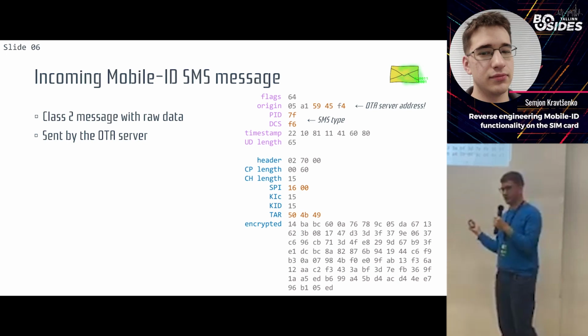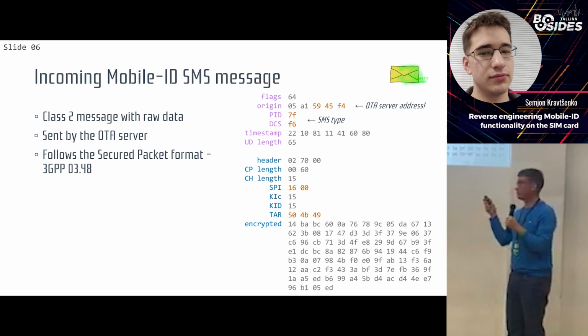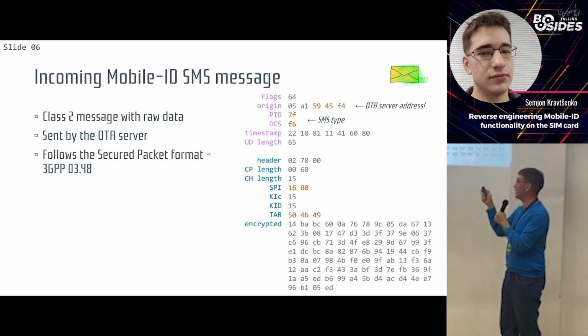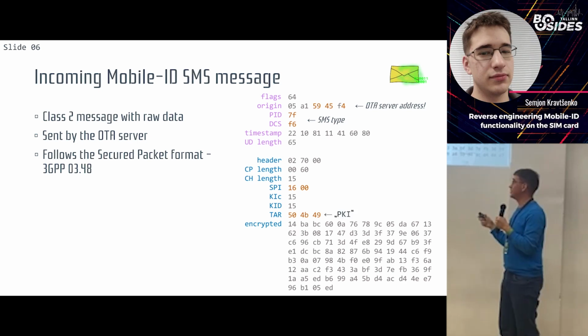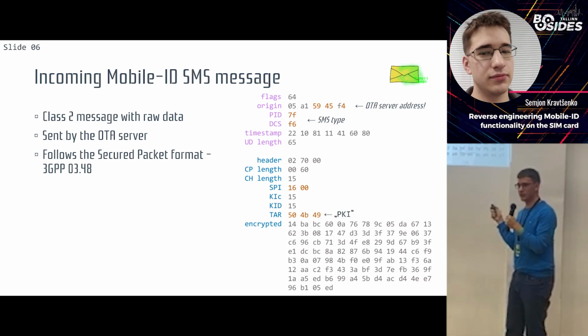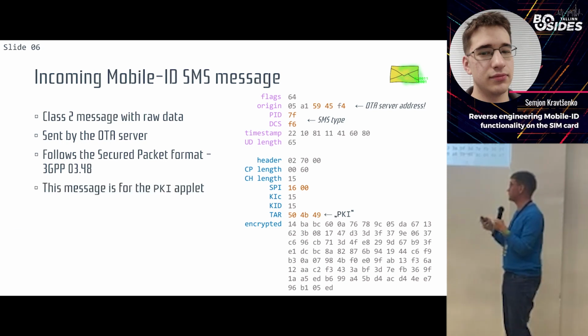And here's the remainder of the message. I found out that it actually matches the format described in this standard, and it's called the secured packet. So the first thing to note here is this TAR field. It says which applet on the SIM card should get this message. And in this case, it is PKI.